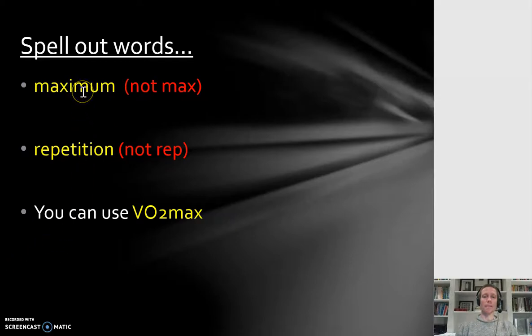Spell out, oh yeah. So from the exercise science people out there, medical people, public health people out there, spell out maximum. Don't just use max. Same with repetition. VO2 max is something that's common phrasing for that, but it's better to spell things out than to abbreviate. Be more formal as compared to informal.